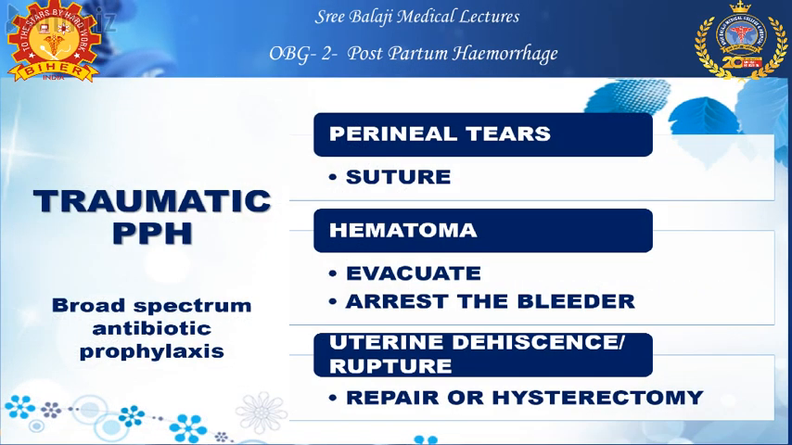So other causes of PPH: traumatic PPH, perineal tears if present should be sutured immediately. Hematoma can be perineal hematoma, vulval hematoma, vaginal hematoma or broad ligament hematoma. If present, it should be evacuated. And the bleeder should be arrested. If there is uterine dehiscence or uterine rupture, it should be repaired, and if it is not feasible to repair, hysterectomy should be done earlier. And whenever traumatic PPH is there, broad spectrum antibiotic prophylaxis is to be given to prevent sepsis.